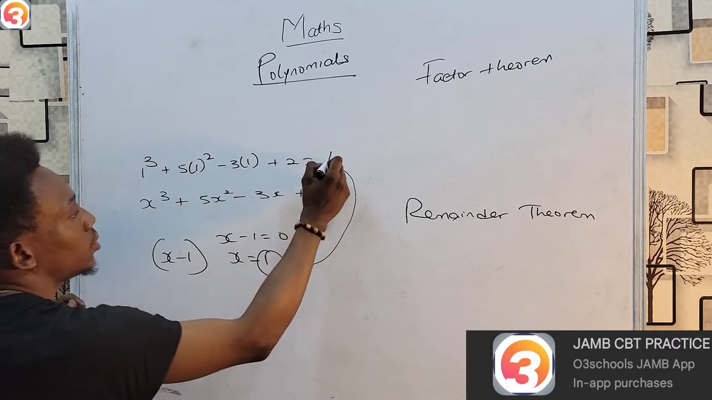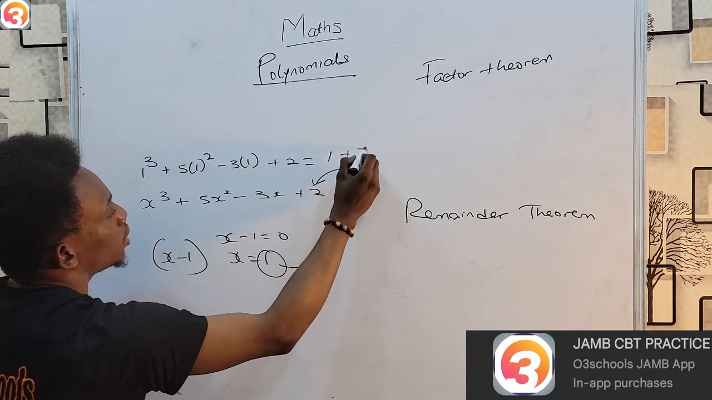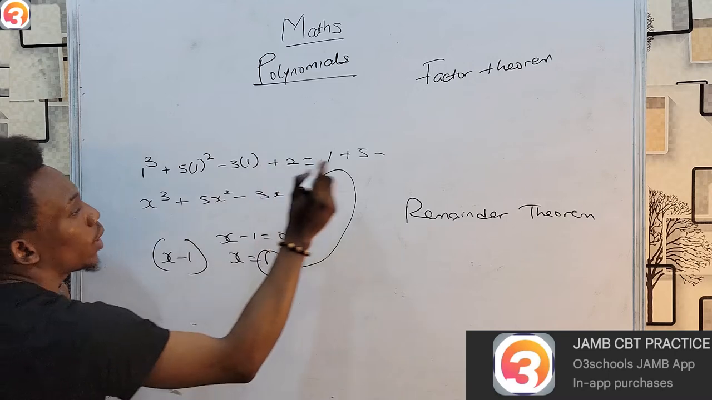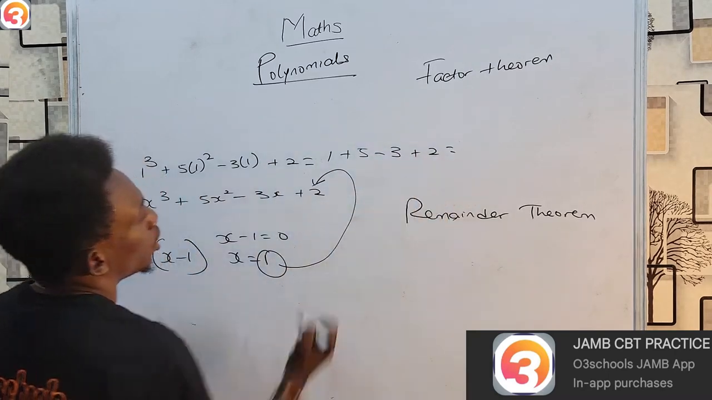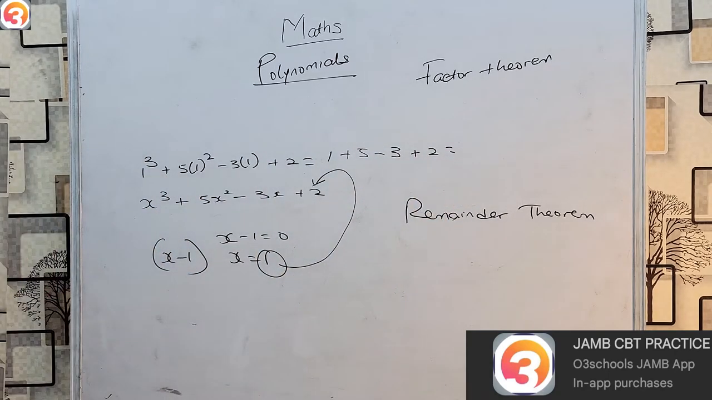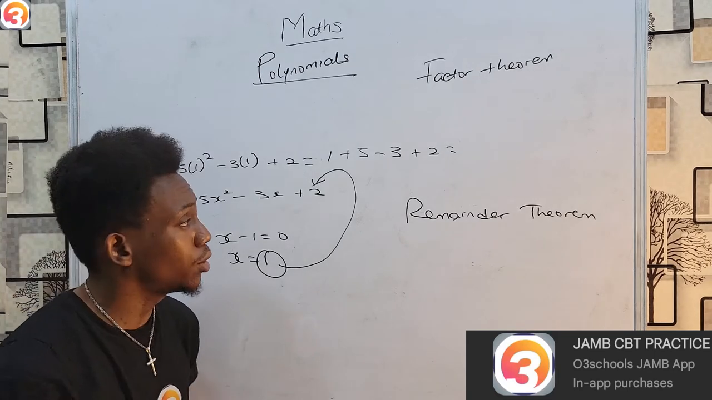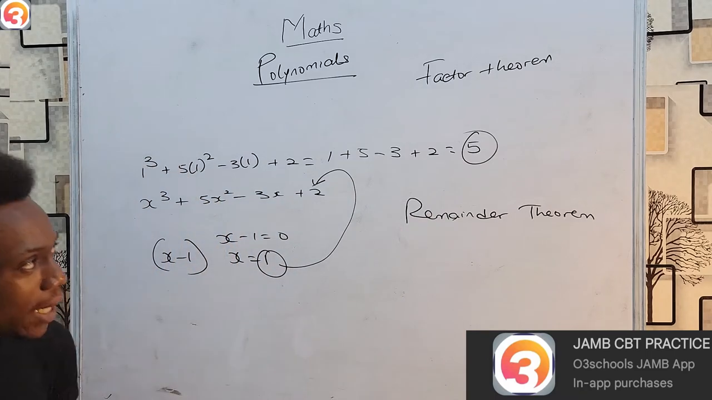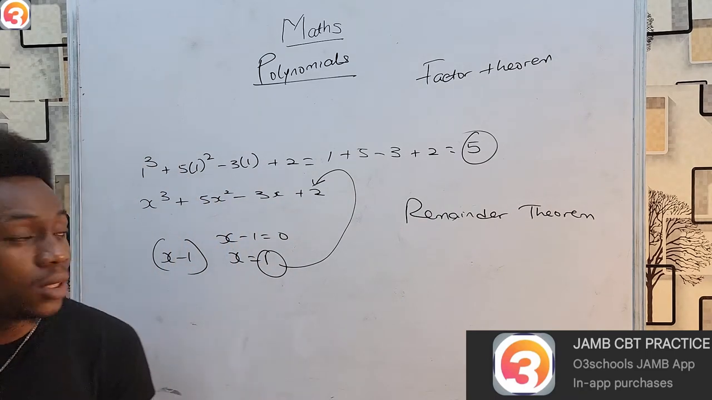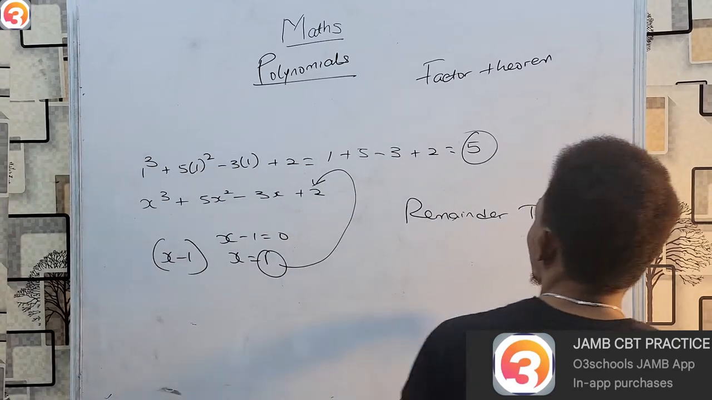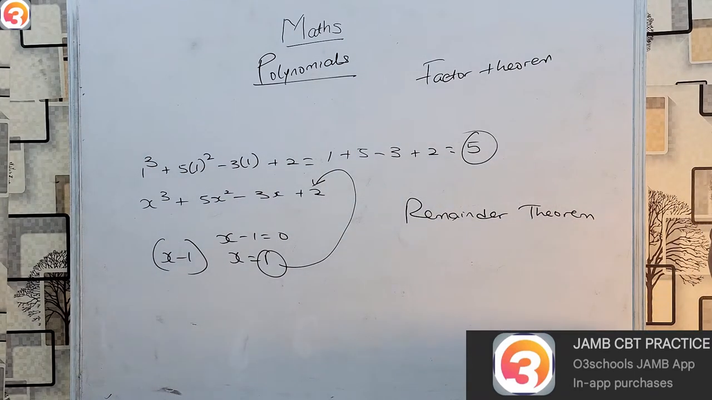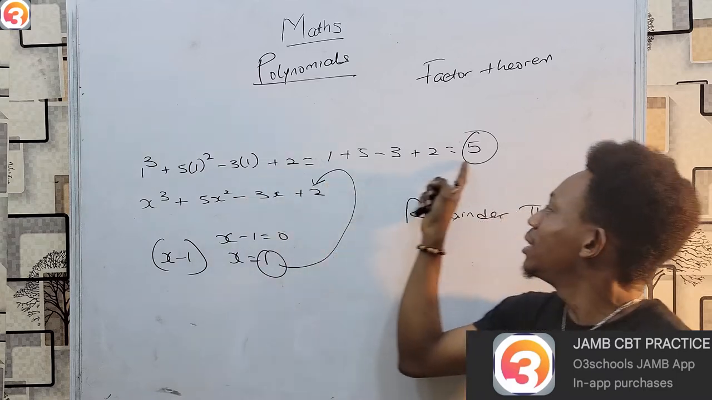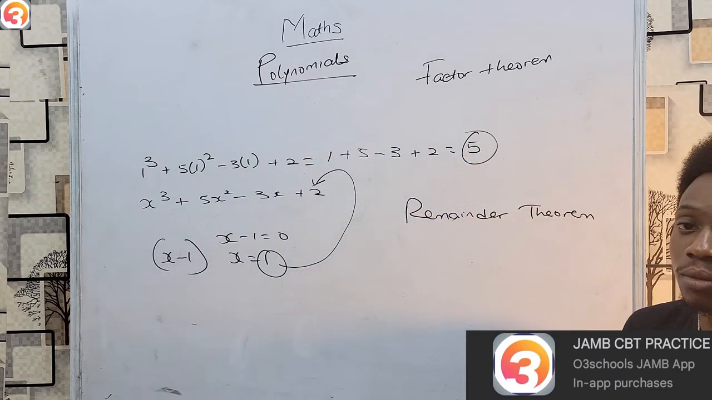1 cubed is 1, 1 squared is 1, so 5 times 1 is 5, minus 3 times 1 is 3, plus 2. 1 plus 5 is 6, 6 minus 3 is 3, and 3 plus 2 is 5. Now, like I said, factor theorem and remainder theorem are related. How? If my answer when I equate this is not 0, that means it is not a factor. So it's only a factor when I put in this number and it gives me 0. That's how I know it's a factor.